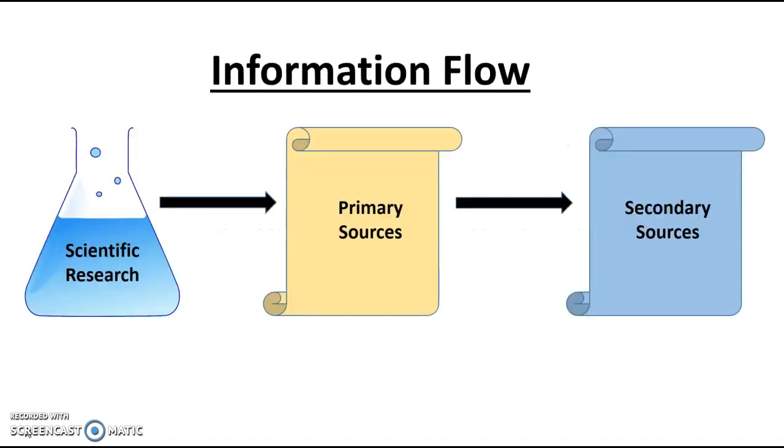As you begin thinking about primary and secondary sources, it will be helpful to understand the flow of information. Scientific research and discoveries are communicated through primary sources. Secondary sources are created from the information found in primary sources.